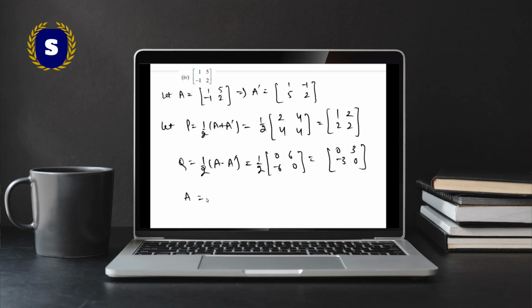So we can write down the given matrix A as the sum of P and Q. And you can verify if your answer is correct or not. Hope you understand this question. Let us do the next question.